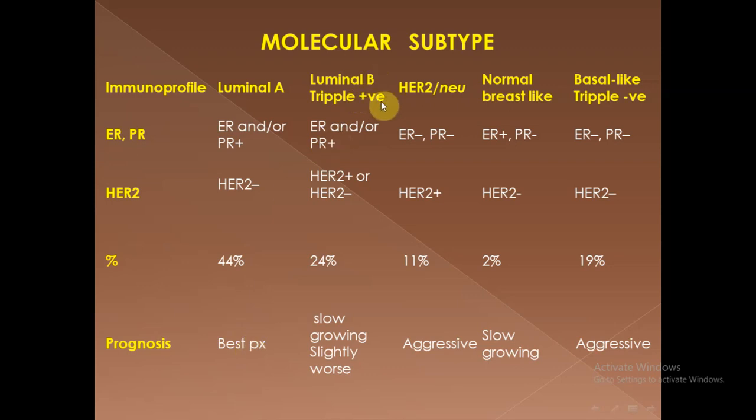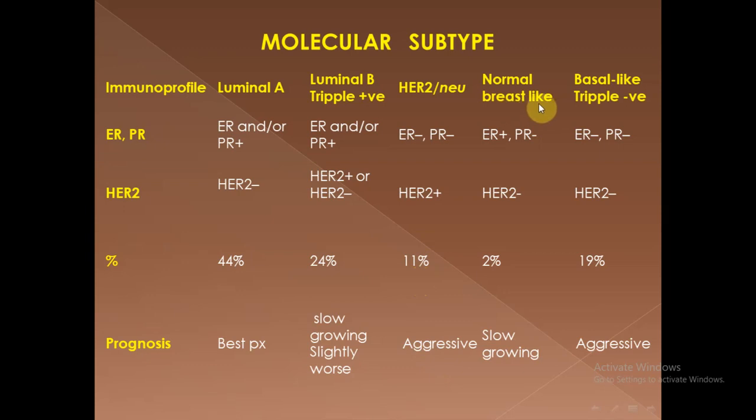Luminal B, triple positive type. Here ER and/or PR positive, HER2 could be positive or negative. This accounts for 24% of cases, and it's slow growing, but it is slightly worse than luminal A. HER2 enriched type: here we have ER negative, PR negative, HER2 positive. It accounts for about 11% of cases, and it is an aggressive type.